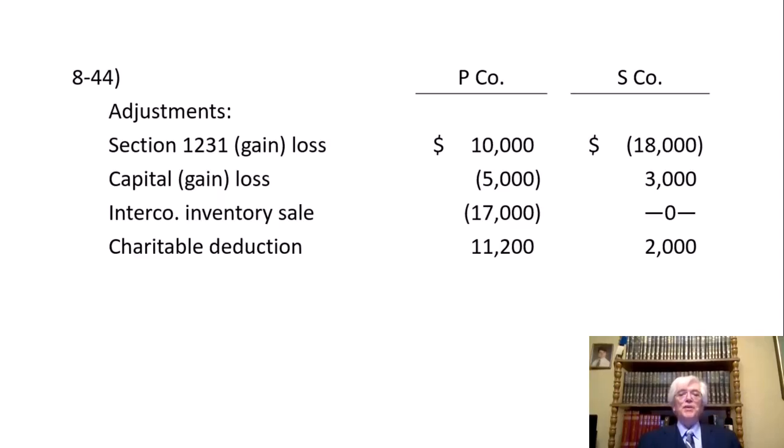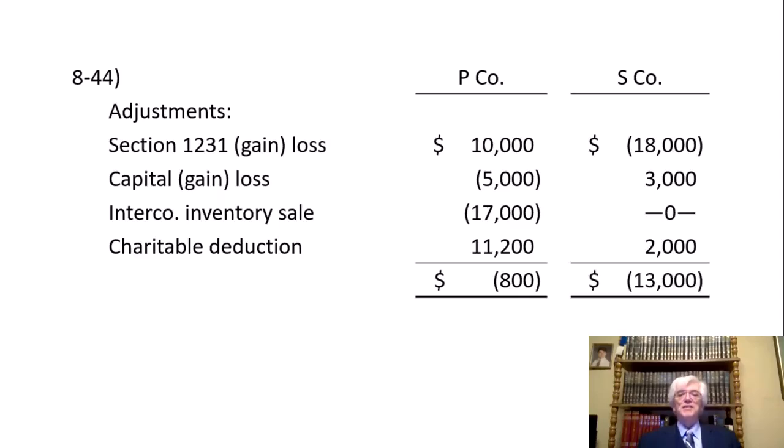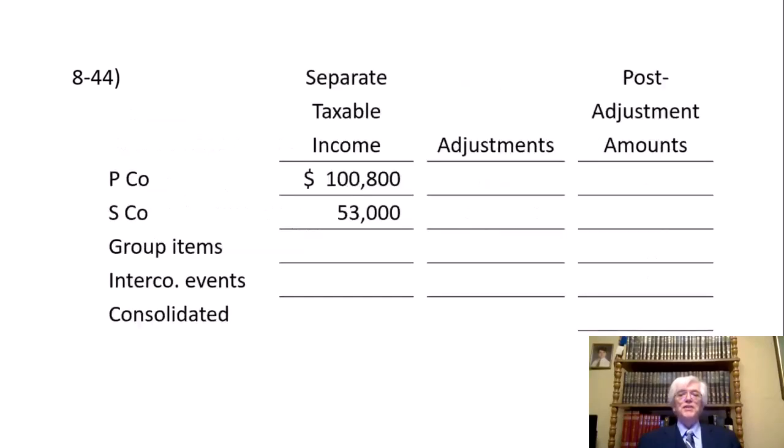Notice that P Company has $21,200 of positive, $22,000 of negative for a net negative $800. And S Company has $18,000 subtraction and $5,000 of additions for a net subtraction of $13,000. So let's put those into the worksheet. Adjustments of negative $800 for P Company and $13,000 negative for S Company. So we have $100,000 even as the post-adjustment amount for P and $40,000 as the post-adjustment amount for S.